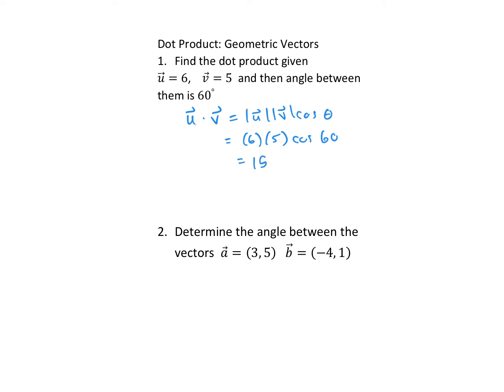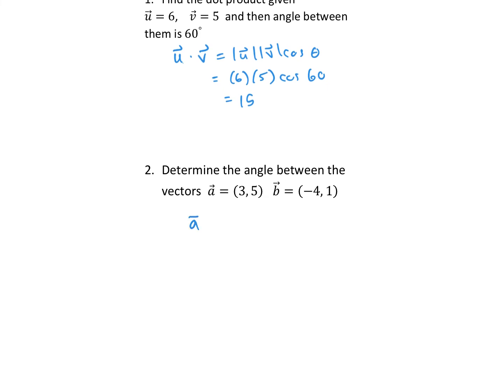So we just want to use the form that is valid in the way the information is presented. If we're given magnitude and the angle between them, we're going to use the magnitudes multiplied together times the cosine of the angle. If we're given it in component form, as here in example 2, we're going to use the other method. So A dot B will use 3 times negative 4 plus 5 times 1. So we want to look at which method works for the situation that we have.